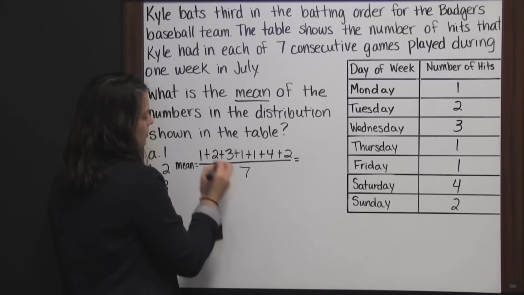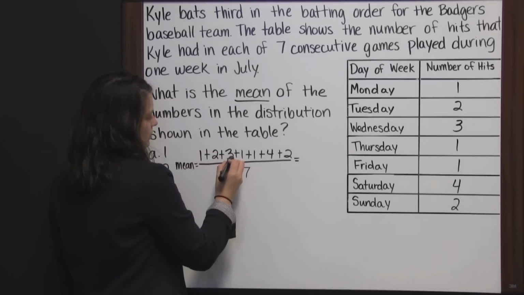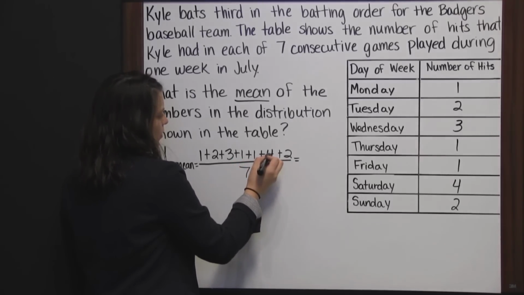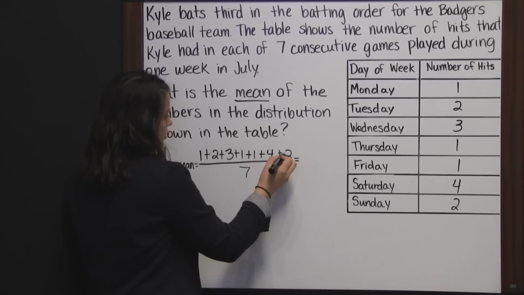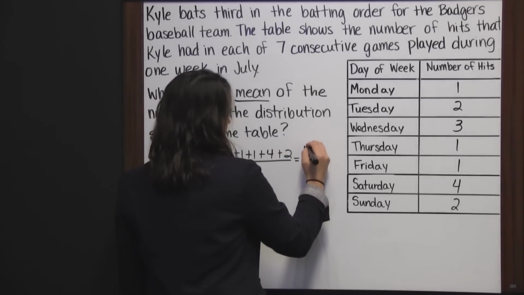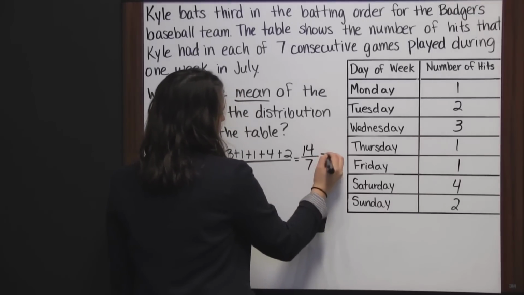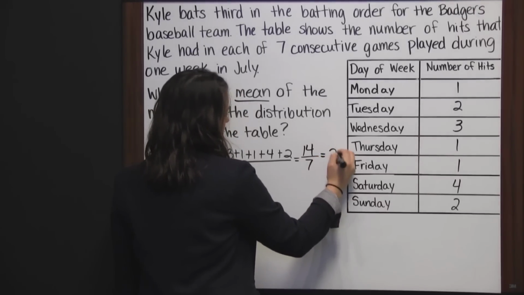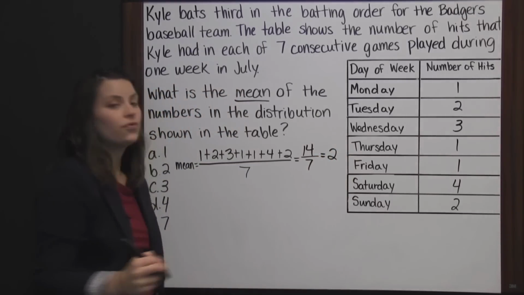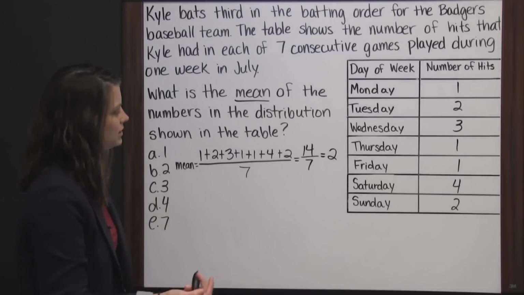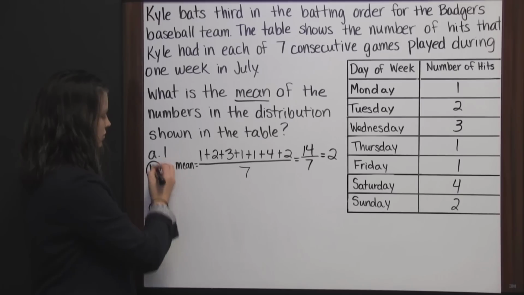So that is 1 plus 2 is 3, 3 plus 3 is 6, plus 1 is 7, plus 1 is 8, plus 4 is 12, plus 2 is 14. So 14 divided by 7. And 14 divided by 7 is 2. Therefore, the mean, or the average, of these numbers is 2.